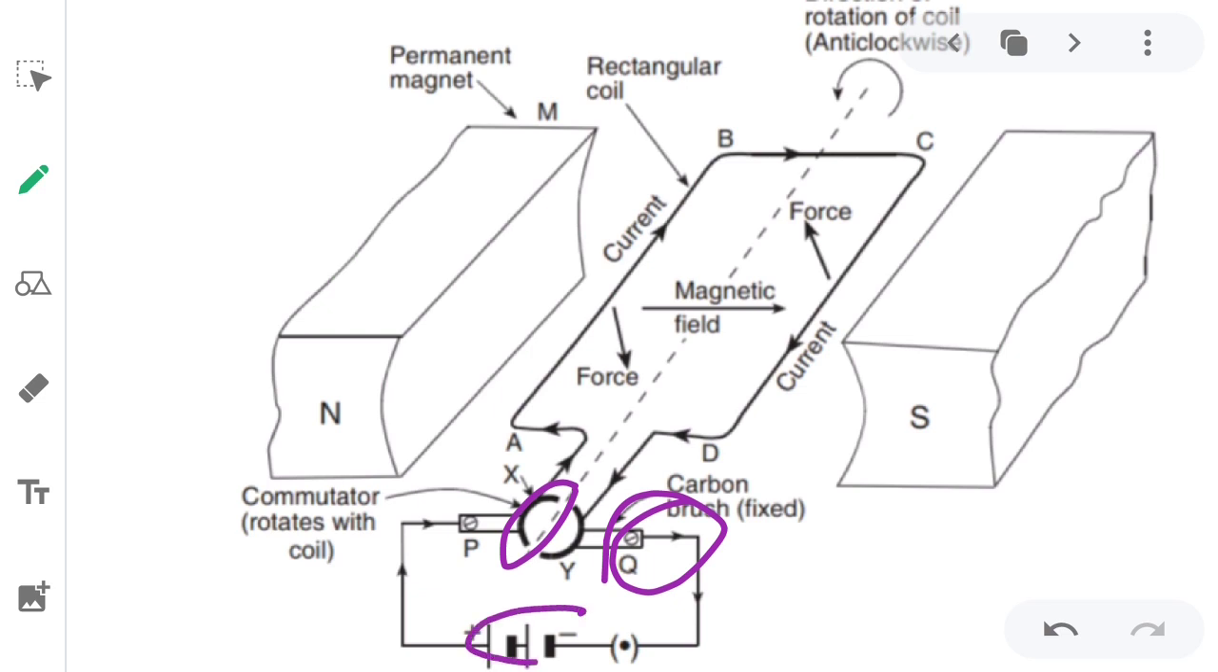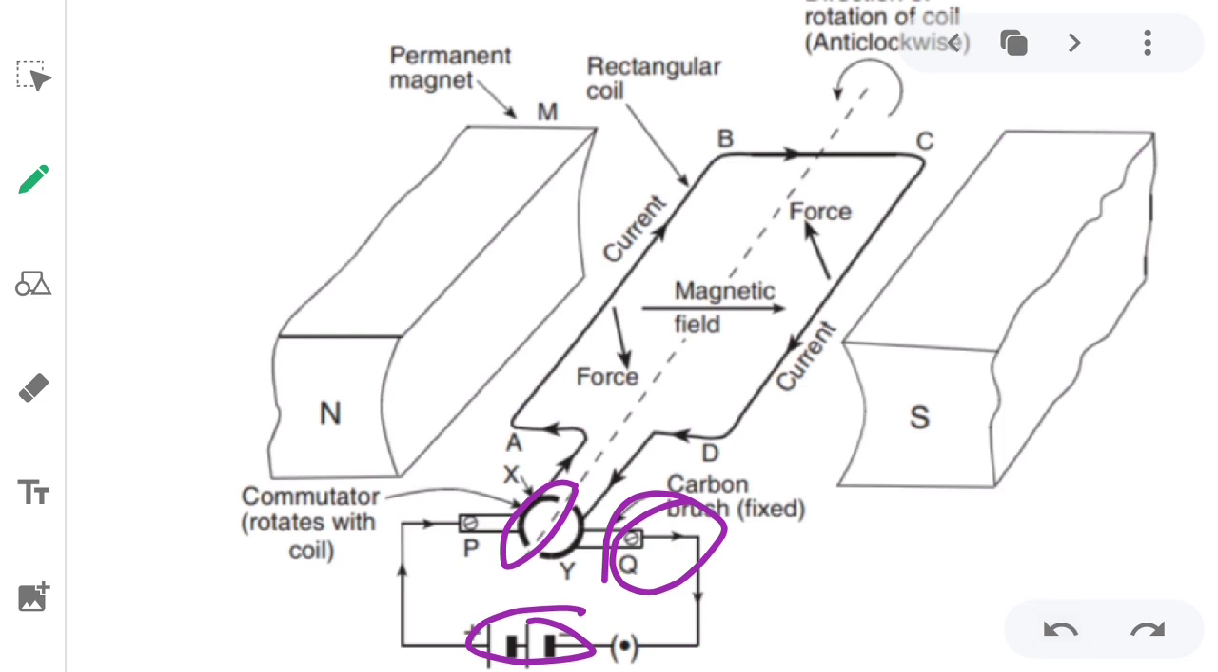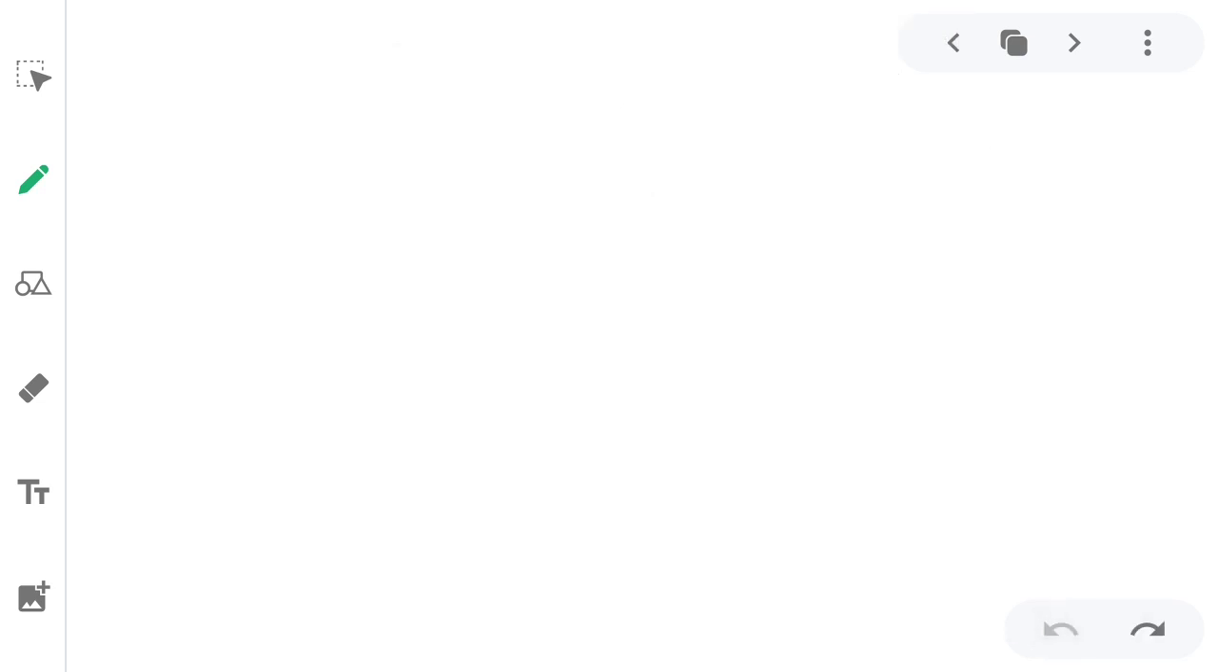Here the battery is given and a switch. So these are very simple things. This is the axis through which the coil will rotate, and these arrows are showing the direction of current, how the current is flowing. So now let's see how it works.